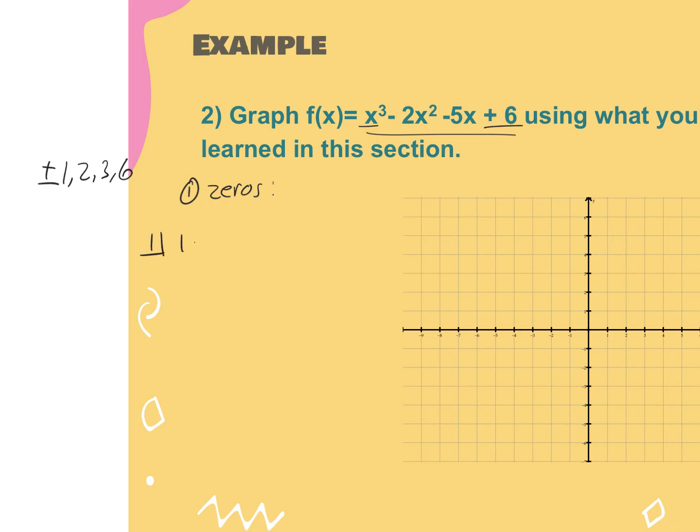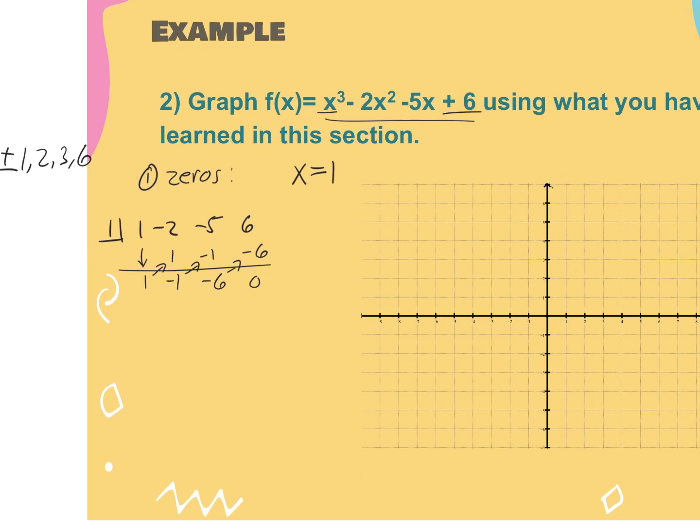All right, so I'm going to have a 1, negative 2, negative 5, and a 6. I'm going to bring down 1, then I get a 1, negative 1, negative 1, negative 6, negative 6, and 0. All right, so x equals 1 is one of our zeros. All right, I'm going to go ahead and plot that point on our graph.